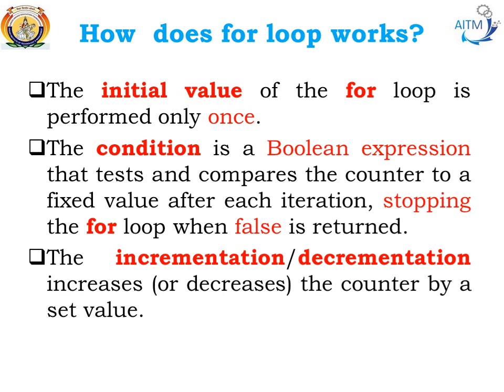So the first section in the for loop consists of an initial value which is set at the beginning, followed by the condition, which is a Boolean expression which compares the counter value after each iteration, and it stops comparison once the value written is false. The increment or decrement section increments the counter value by the specified number.